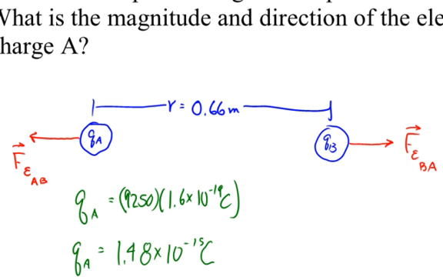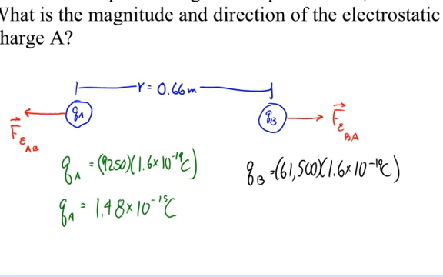Let's do the same thing for charge B. Since charge B has 61,500 electrons, I multiply that times the charge on one electron and I come up with an excess charge of 9.84 times 10 to the minus 15 coulombs. Both of those charges are negative, but I have not put in a negative sign here. I'm going to let the diagram tell me the direction of the forces.